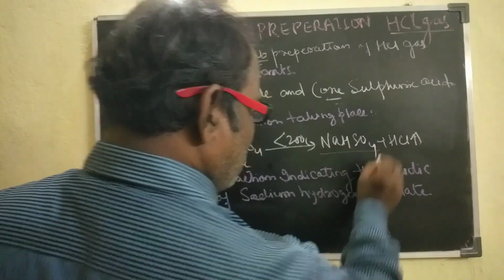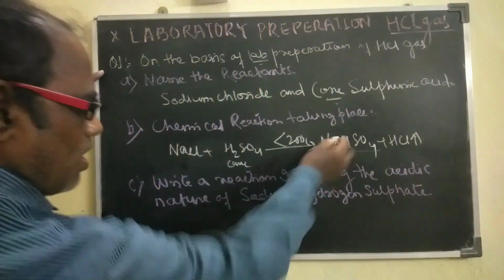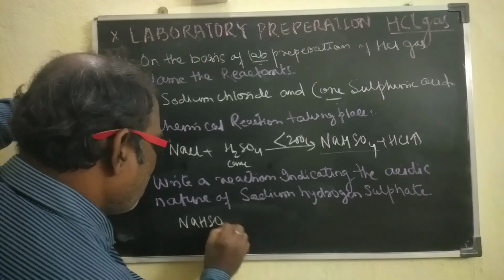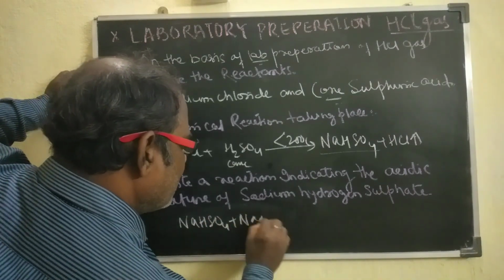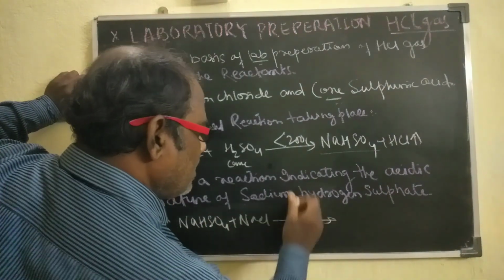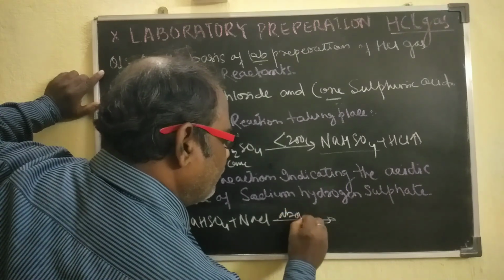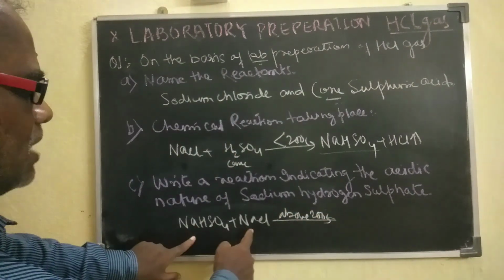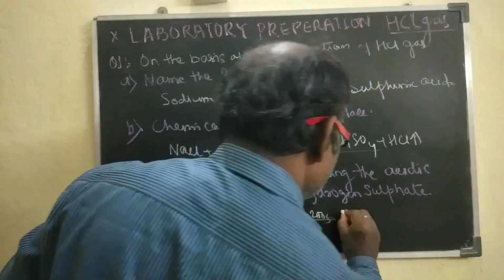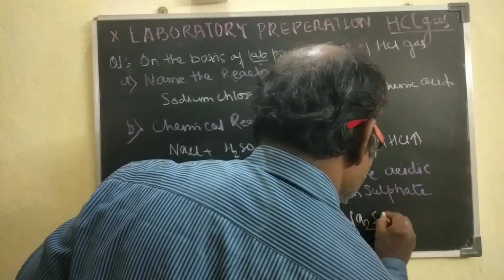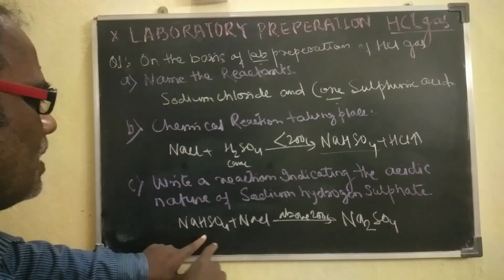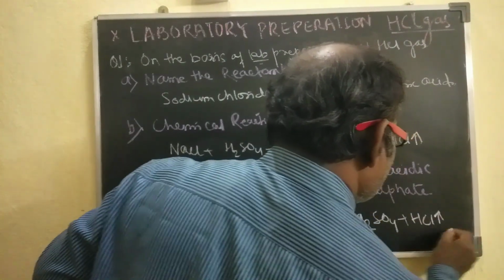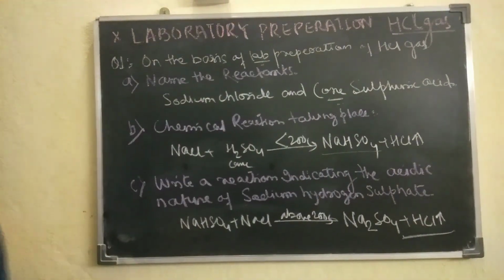So you write down as an acidic nature. So what you are going to write down is sodium NaHSO4 plus NaCl. Here you write down above 200 degrees Celsius, then it becomes Na2SO4 plus HCl. So in this way you write down the equation.